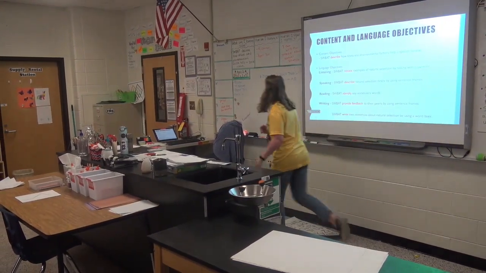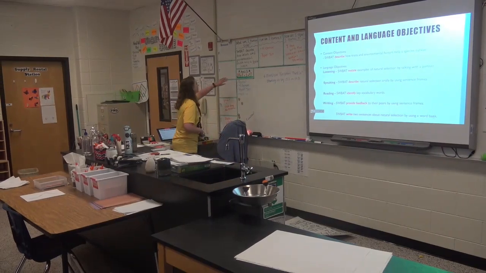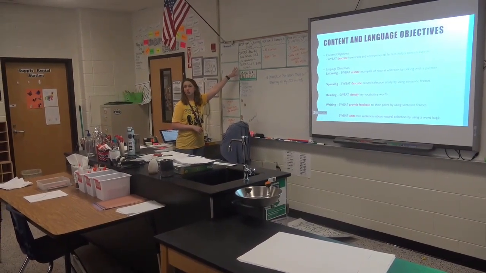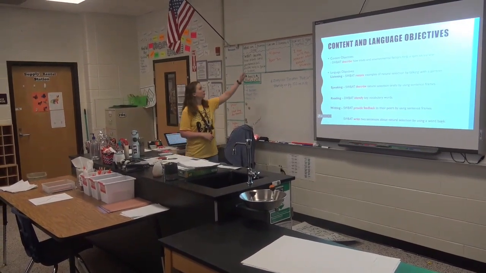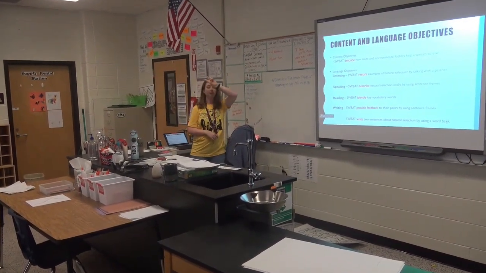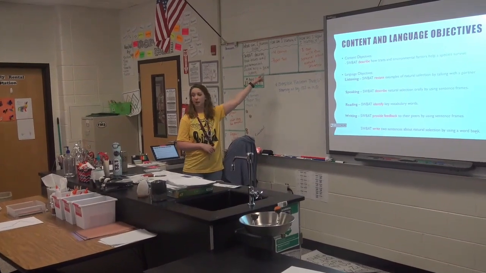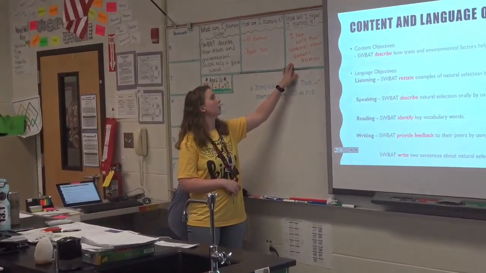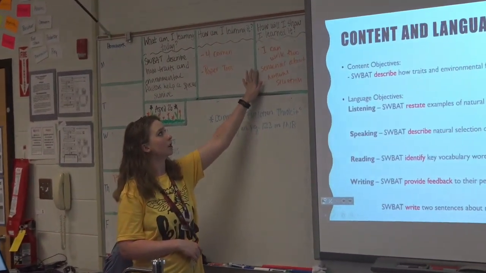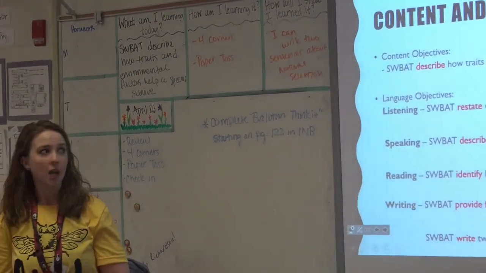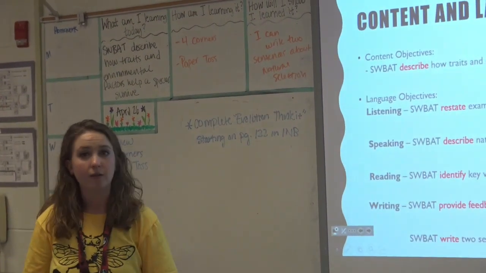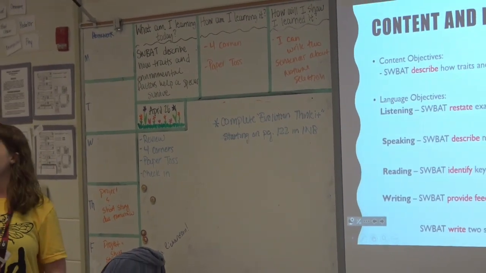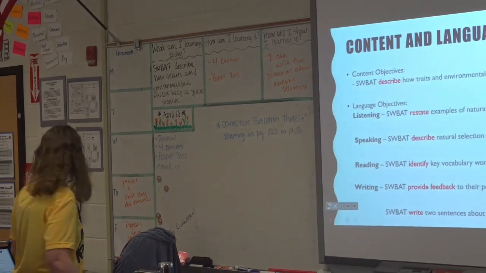Awesome. So let's look up here about what we're learning today. So today we're going to be describing how traits and environmental factors help a species survive. How are we learning it? We're going to be doing 2 activities, a 4 corners activity and a paper toss. How am I going to know that I learned it? We're going to know that we learned it because we're going to be able to write 2 sentences about natural selection. And I have our language objectives over there on the board so that we can kind of reflect on those throughout the lesson, okay?